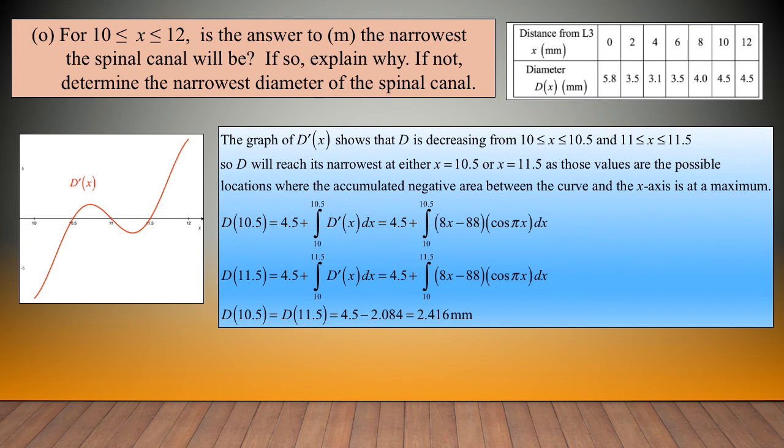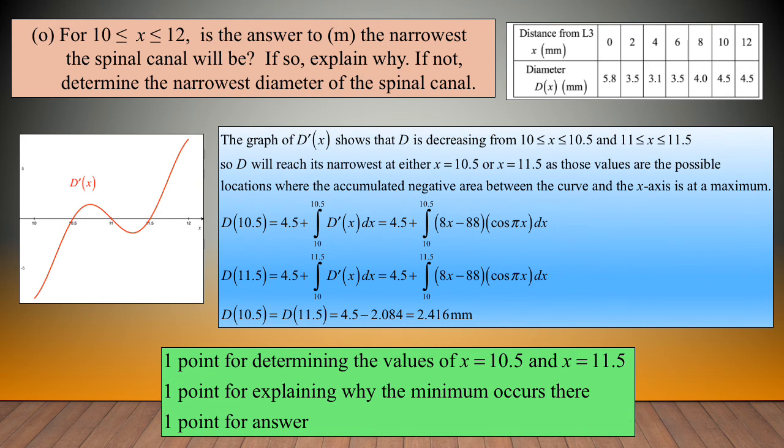Both of those calculations, as we surmise by looking at the graph, are the same. So we get 4.5 minus 2.084, getting 2.416 millimeters. So that is the narrowest that the spinal canal will be. 3 points for this problem. 1 point for determining the values of x equal to 10.5 and x equal to 11.5. 1 point for explaining why the minimum occurs there, and then 1 point for the answer of 2.416 millimeters.